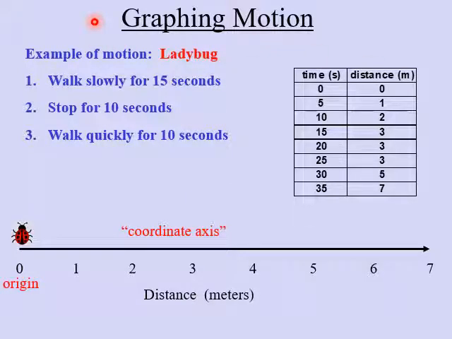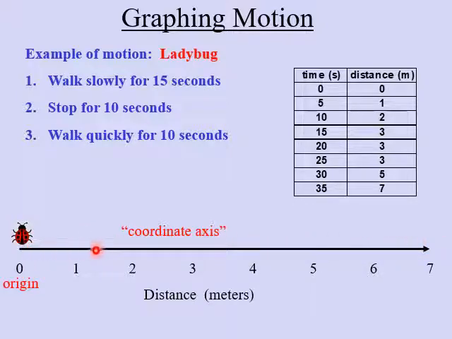One of the best ways to understand the concept of motion is by graphing the motion. So we're going to start our lecture here with a very simple demonstration of graphing motion. So let's consider we have our ladybug down here, and this ladybug is soon going to be undergoing some motion. It's going to move along this coordinate axis here.